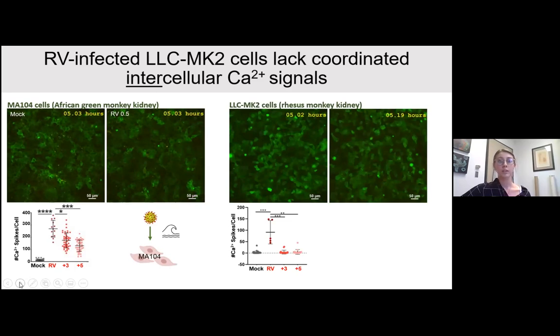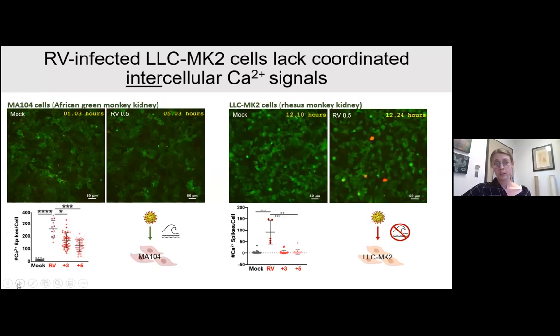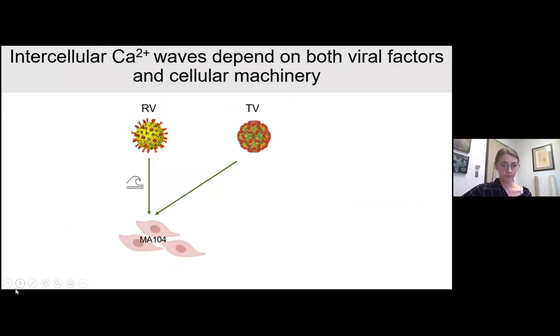What was new was going back to infect our LLC MK2 cells, now with rotavirus. Again, mock on the left, rotavirus infected on the right. You'll see our rotavirus infected cells come up in this red color here. Again, we see lots of sporadic calcium signals, and the infected cells themselves are signaling a lot, but we see no coordinated signals that spread outwards to the neighboring cells. So rotavirus infection of LLC MK2 cells also does not elicit waves.